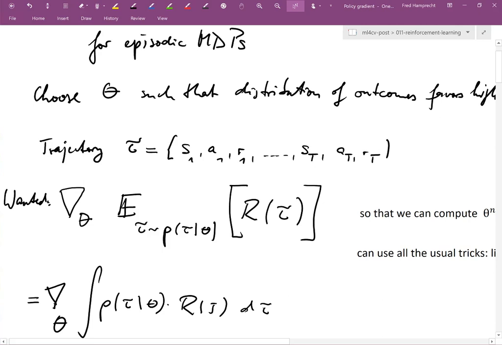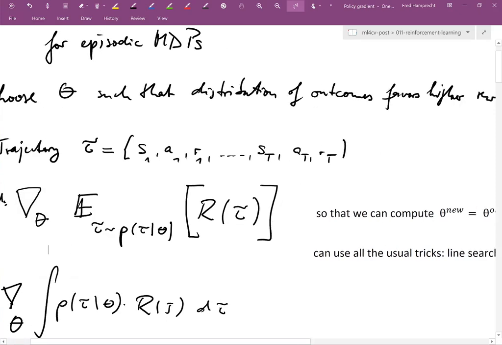And now we will sample a couple of trajectories from a given policy, and we will evaluate the reward of those trajectories under this policy, and then we're interested in the gradient with respect to the parameters. And then we can do gradient ascent in reward space.